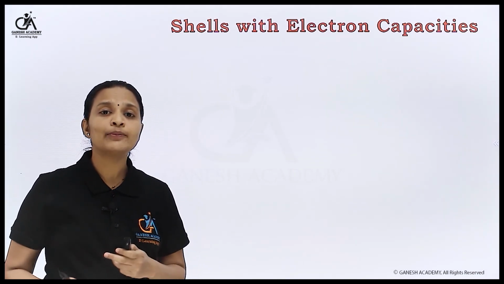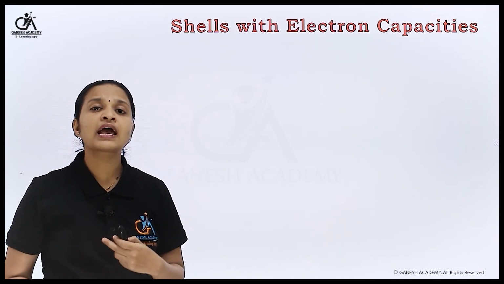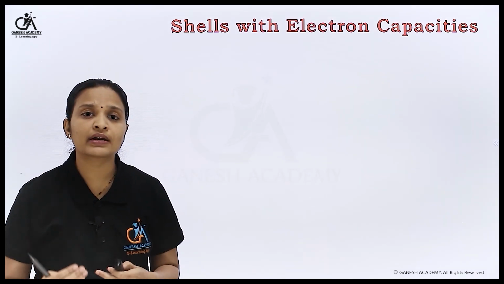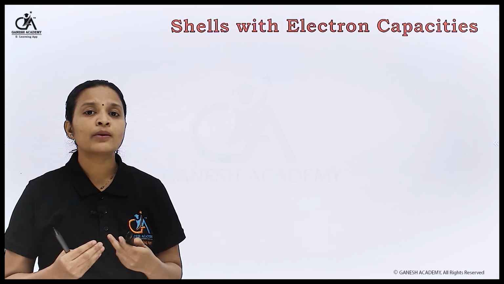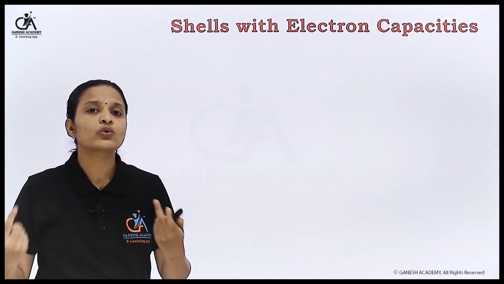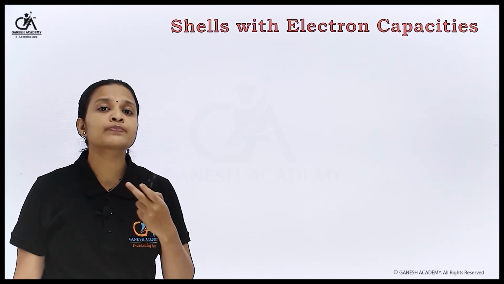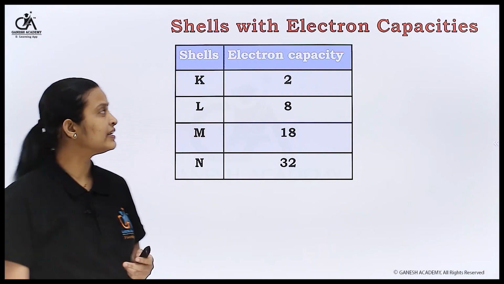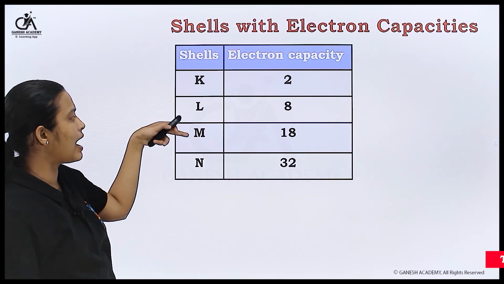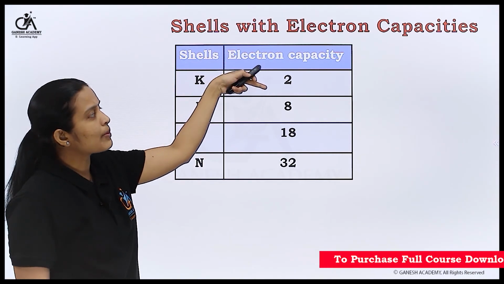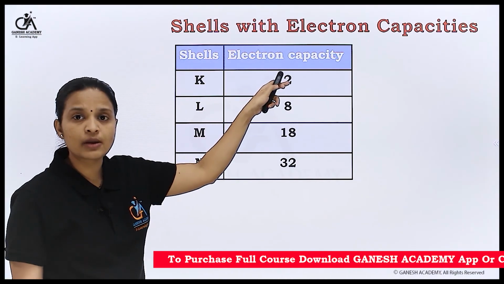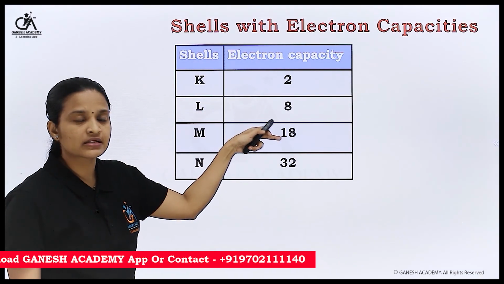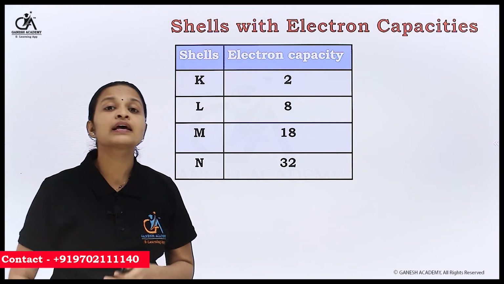Now in the next point I am telling you about the shells with their electron capacities. The scientist Niels Bohr gave an assumption regarding this, and he gave names to those shells. How many shells are present depends on the number of electrons in that respective atom, according to its atomic number. He gave the names K, L, M, N to the shells. The K shell has an electron capacity of 2, the L shell has 8, the M shell has 18, and the N shell has 32.